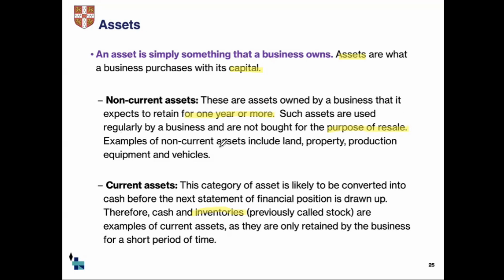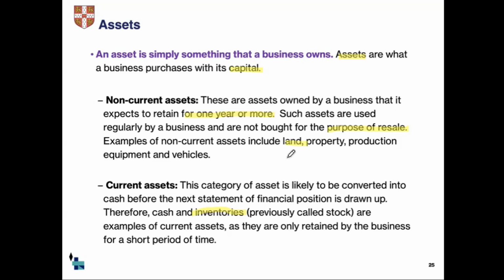And we have looked at these examples. I've cited these examples already. Example: land, property, production equipment, vehicles. So remember, more than 1 year. And then we have current assets.